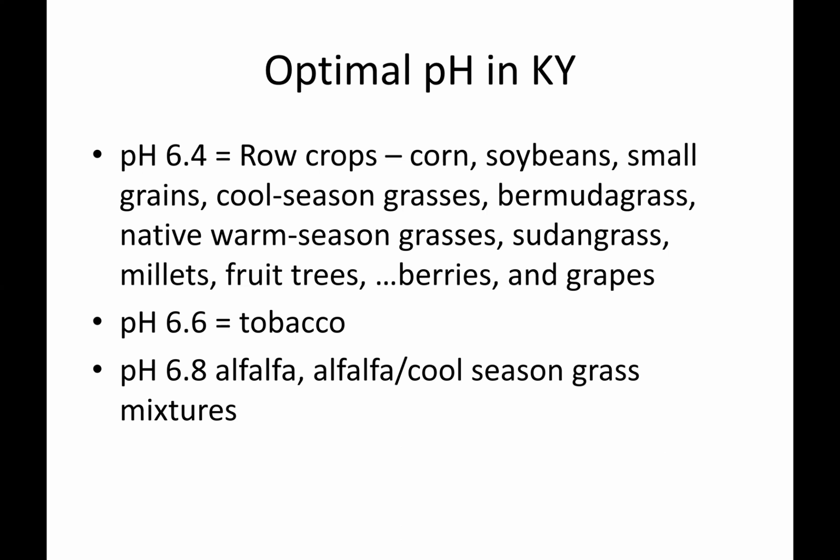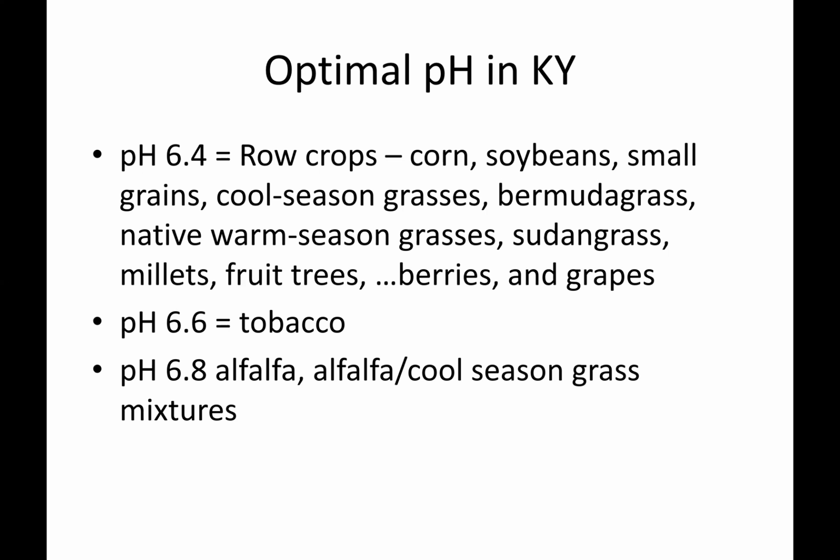We don't want to get above 7 because our micronutrient availability starts dropping down, but anywhere between 6.4 and actually probably 6.3 and 7, we're in pretty good shape for most crops. You want to be a little bit higher for the alfalfa mixes.